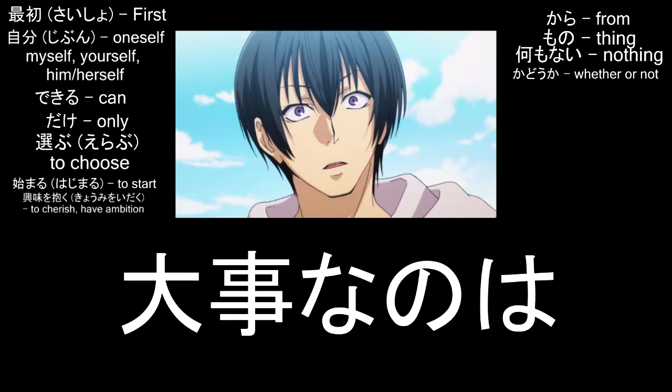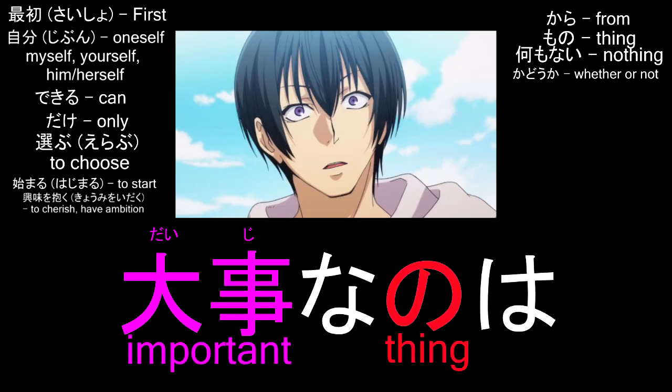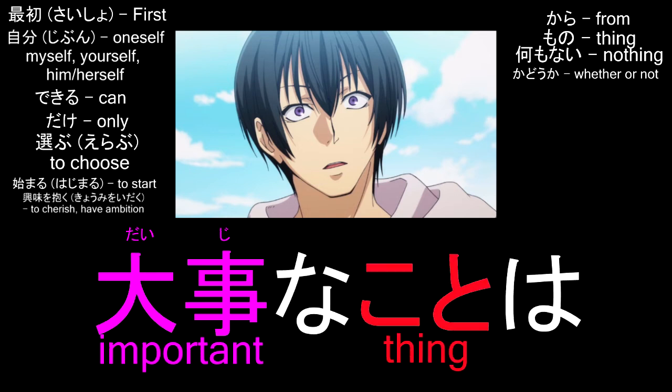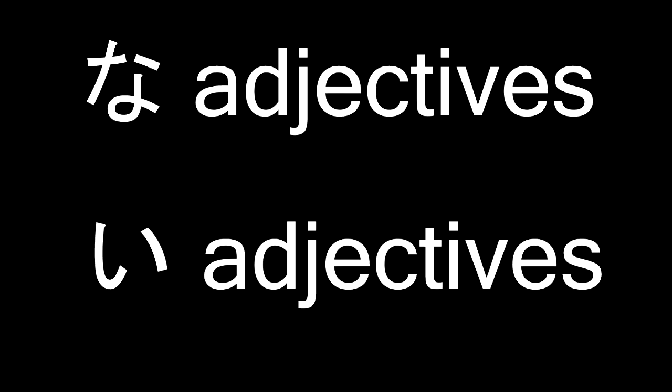大事なのは、大事 means important and no is an abstract way of referring to a thing. So you could also say 大事なこと because こと also refers to a thing. But why is the na there? So there are two different types of adjectives, na adjectives and i adjectives. I adjectives end with i.